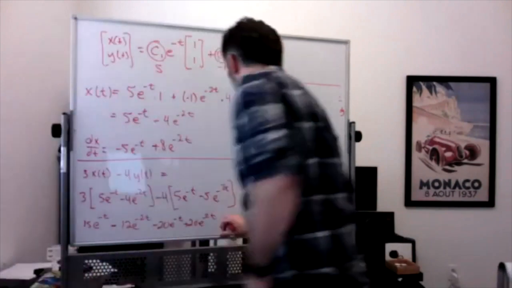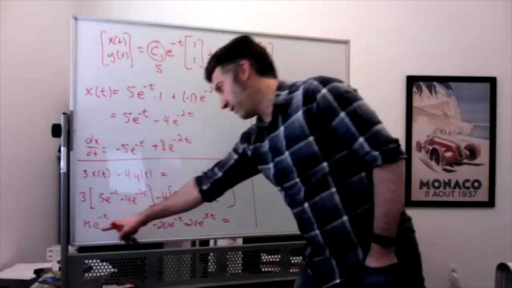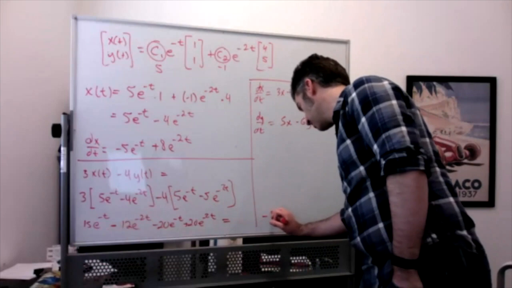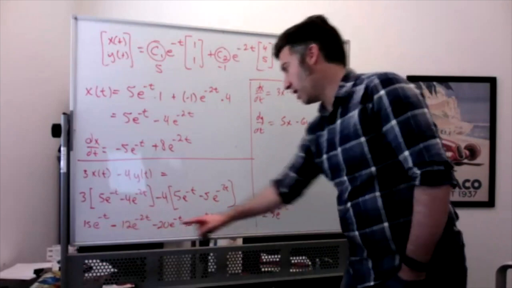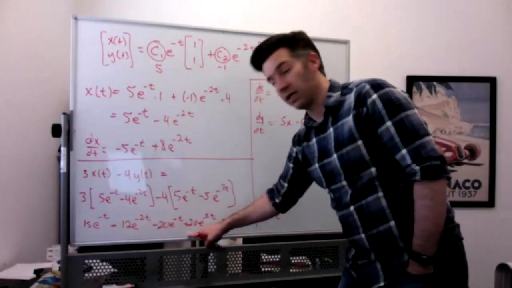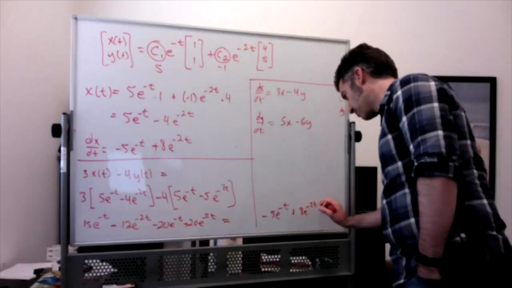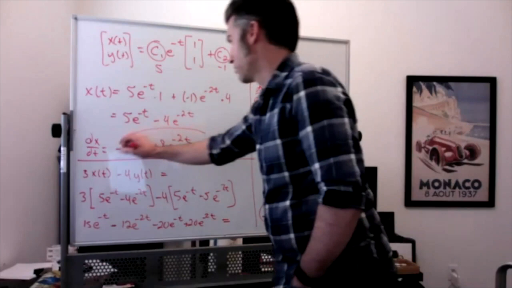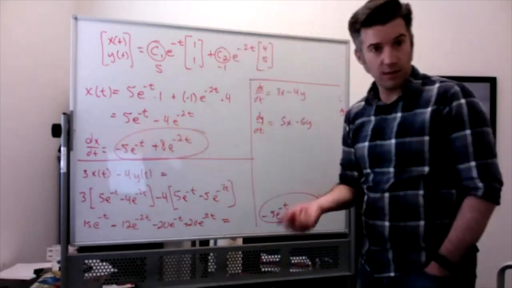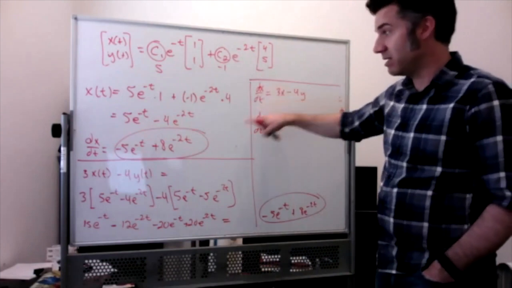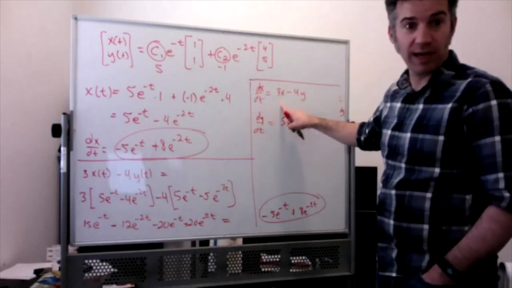And then when we simplify this, we get exactly, let's see, 15 e to the negative t minus 20 e to the negative t is negative 5 e to the negative t. And negative 12 e to the negative 2t plus 20 e to the negative 2t is 8 e to the negative 2t. They're the same, which they should be, because dx/dt is equal to 3x minus 4y.